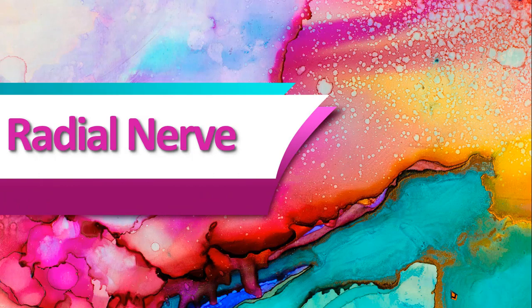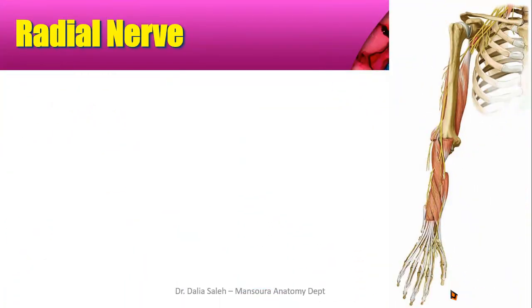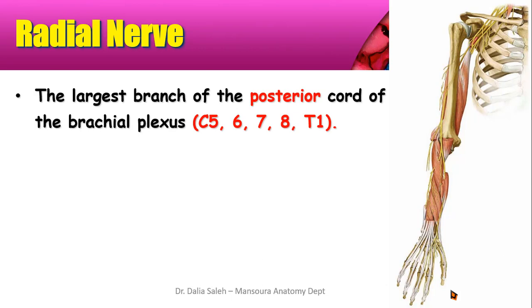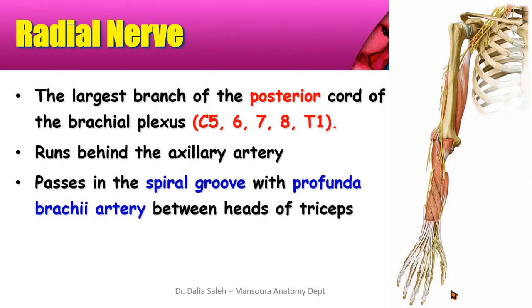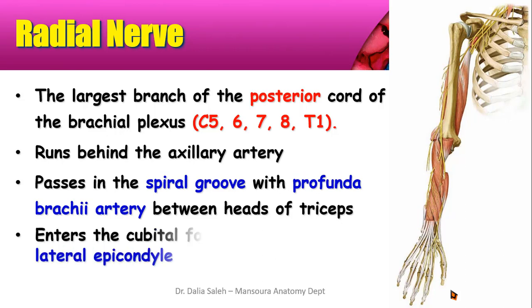Finally, we will discuss the radial nerve. It is the largest branch of the posterior cord of the brachial plexus, so it contains all the fibers that form the brachial plexus from C5 till T1. It runs behind the axillary artery, then it passes on the spiral groove at the back of the humerus between the lateral and medial heads of the triceps, accompanied by the profunda brachii artery. It enters the cubital fossa in front of the lateral epicondyle.